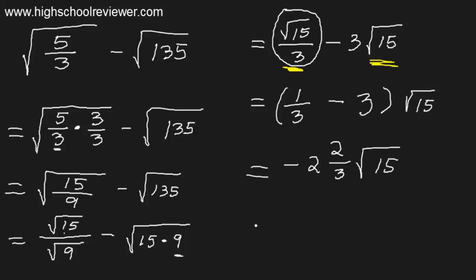Okay, so let us make this an improper fraction. So this will be negative: 2 times 3 is 6, plus 2, that is 8. So this will be negative 8 over 3 times the square root of 15. So negative 8 over 3 multiplied by the square root of 15 is our final answer.